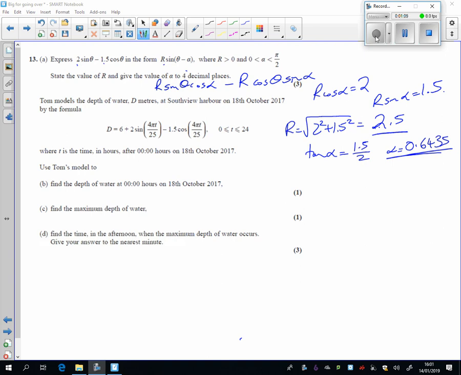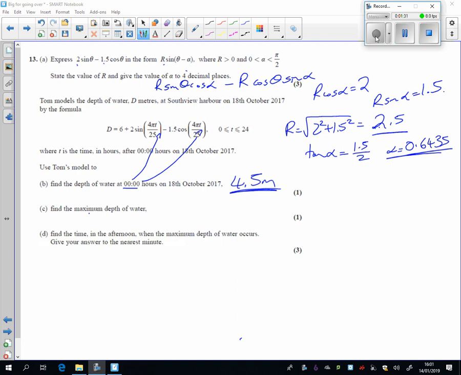Now for part B you didn't actually need that. For part B you're asked what's happening at 0. So just put a 0 into here and a 0 into here and work all of that out, and that works out to be 4.5. Just tap it all in and it gives us 4.5 meters.